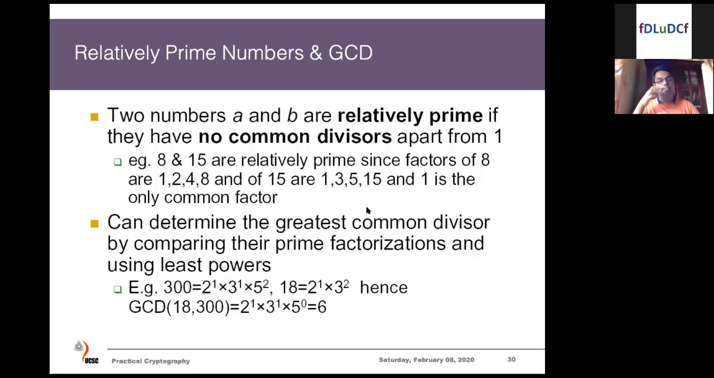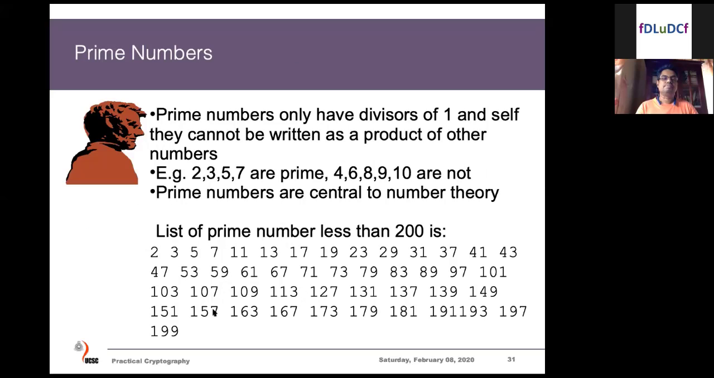The other concept we are going to use is called the greatest common divisor, GCD. The greatest common divisor is the largest common factor which any two numbers have. For example, the GCD of 318 and 300 is actually 6. So 6 is the largest common factor of these two. Why do we need that for RSA? I will explain it in a minute.